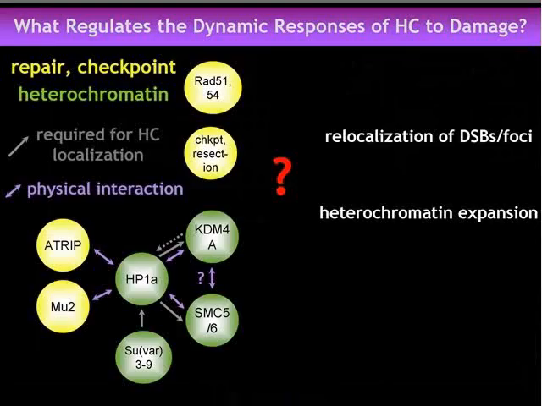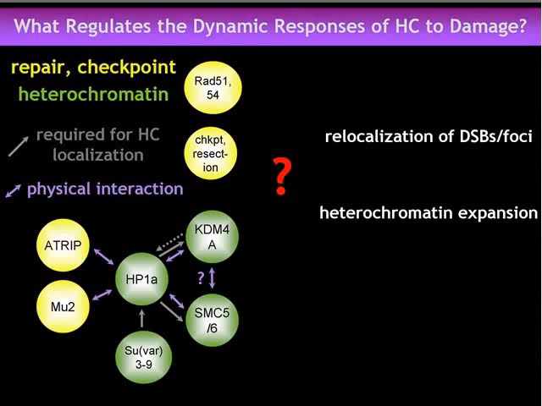Okay, and then finally, the last few slides, we've been able to use live studies and looked at what kinds of proteins and mechanisms regulate these dynamic responses of heterochromatin damage. And what you see on the left here, repair proteins that we have identified as playing a role are shown in yellow. Proteins involved in heterochromatin function and formation are shown in green.